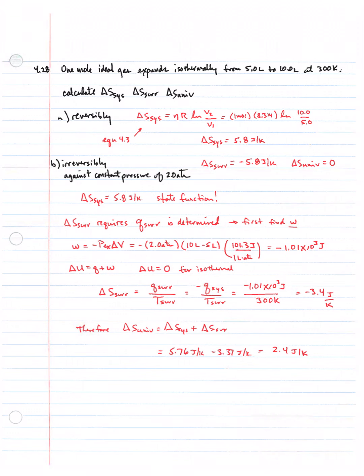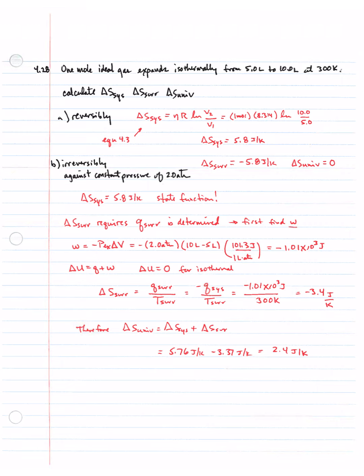What about 1 mole of ideal gas expanding isothermally from 5 liters to 10 liters at 300 K? Let's not just calculate the delta S of the system, but also the delta S of the surroundings and the delta S of the universe. So what's our path there? Well, first, let's do it reversibly. Remember, that's the way that's going to get us inside delta S's of systems, doing the reversible path.